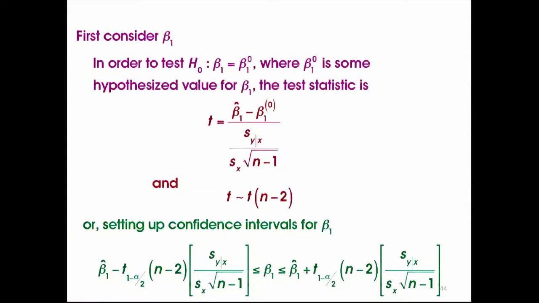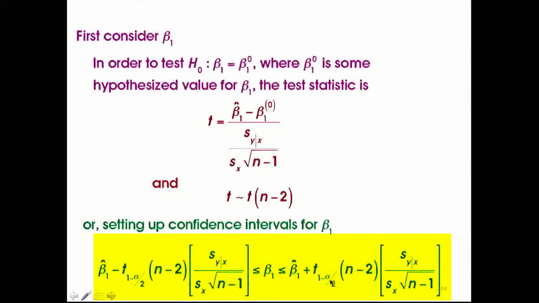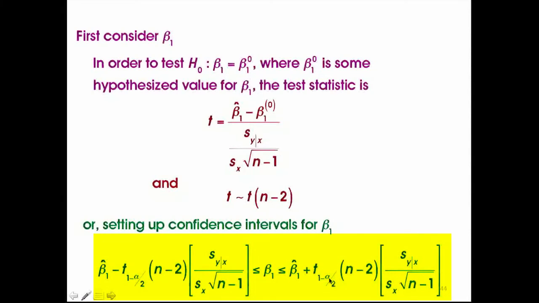Or we can set up confidence intervals for the slope by taking the slope plus and minus t times the standard error. Again, here I'm using the 97.5th percentile. If alpha is 0.05, I would take 0.05 over 2, which is 0.025, and 1 minus 0.025 is 0.975. So it would be the 97.5 percentile of the t distribution with n minus 2 degrees of freedom. Okay, and then I multiply that times, again, the same expression, s y given x over s x, the square root of n minus 1.